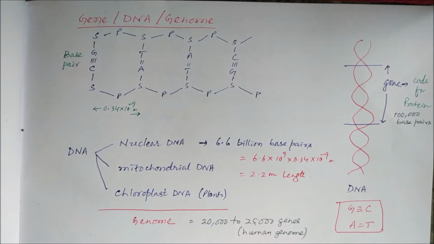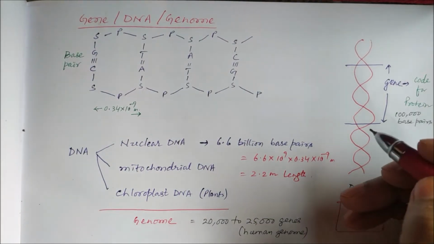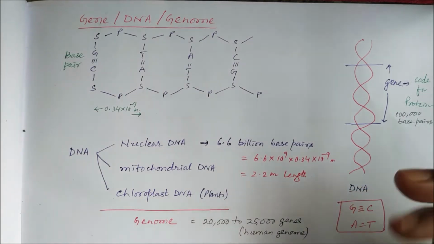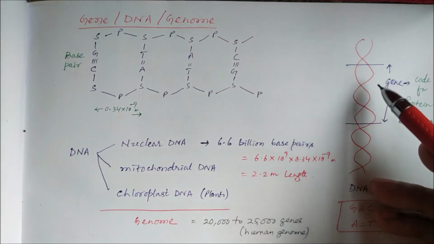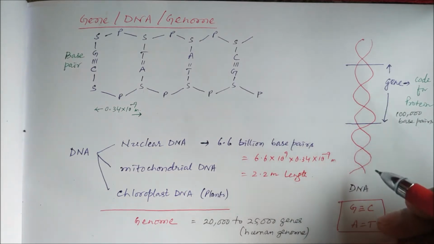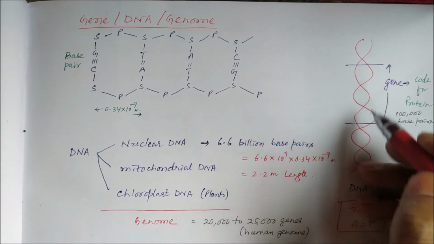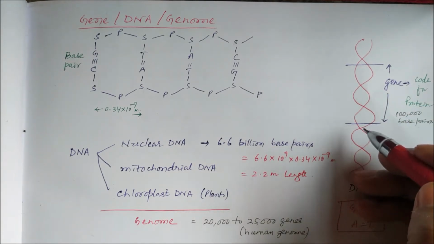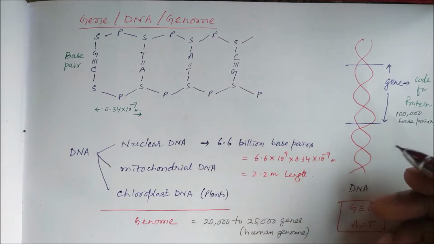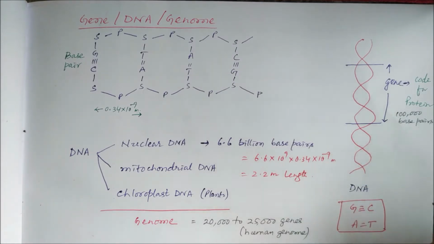Namaskar. Today we'll study the difference between gene, DNA and genome. So we all know DNA, deoxyribonucleic acid. It is a helical structure with two strands, and this is DNA. Why is it there in our body? Because it carries all the hereditary information.